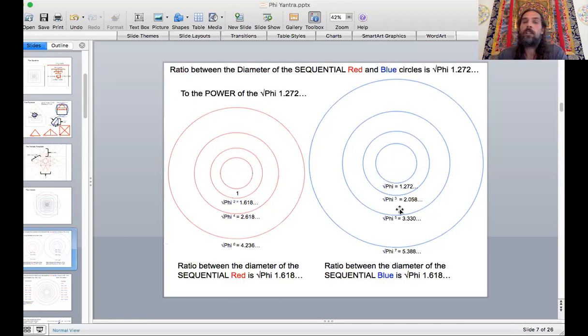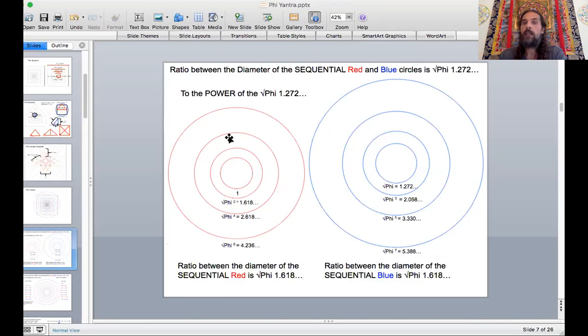But here's where it gets interesting, because now let's raise the square root of phi to the third power, right? Well, that gives us 2.058. Okay, let's raise it to the fourth: 2.618. Raise it to the fifth: 3.3. The sixth: 4.236. Raise the square root of phi to the seventh: 5.3. This will continue on forever, creating that phi relationship between the square and the diameter of this circle, which squared the circle, in relationship to this circle, which was inside the square.